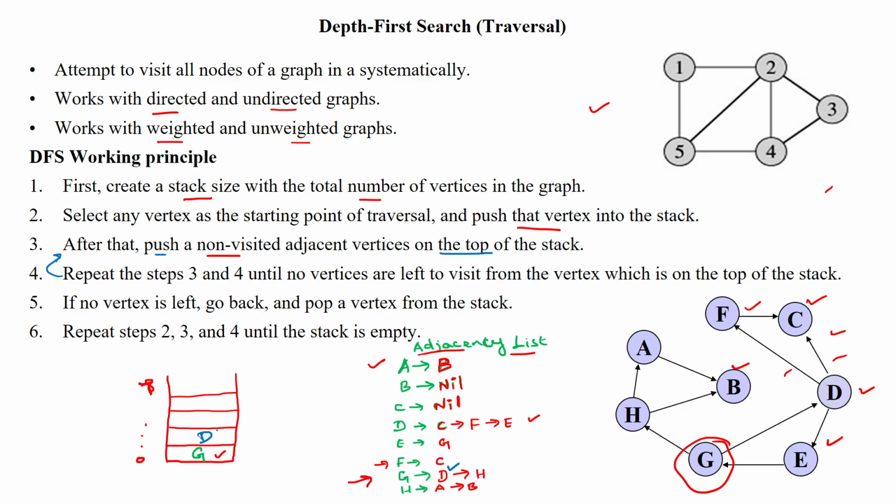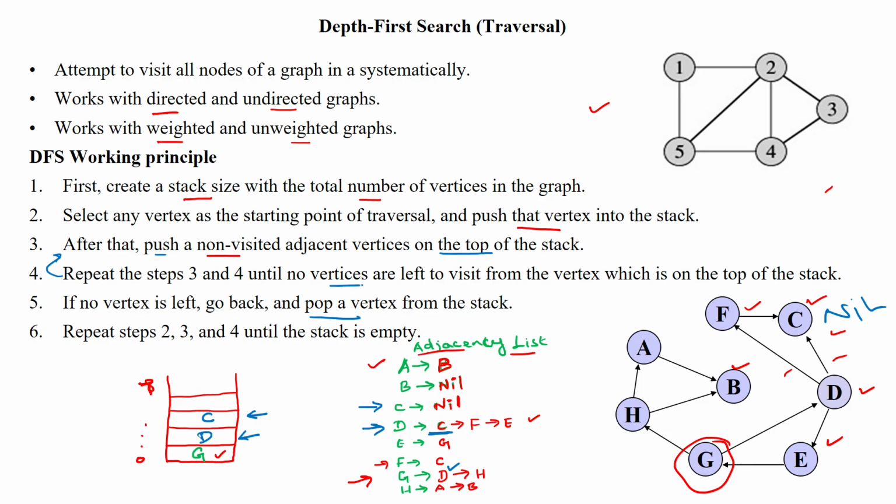Then we check the top of the stack element, which is D. What is the adjacent vertex? C is the adjacent vertex, so that will be pushed into the stack. Then the top of the stack is C. For that C we check the adjacent vertex. The adjacent vertex for C is nil. So if it is nil, then we pop the vertex from the stack.